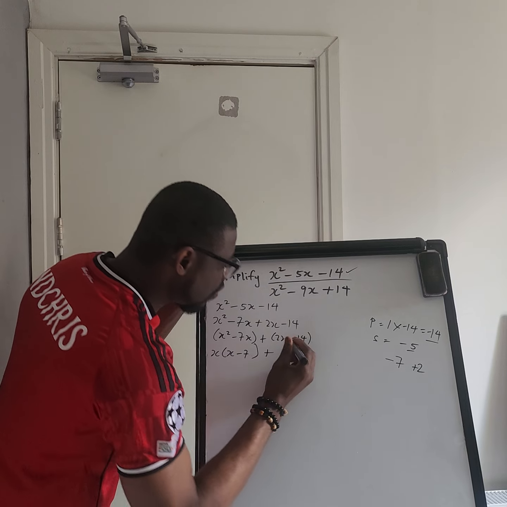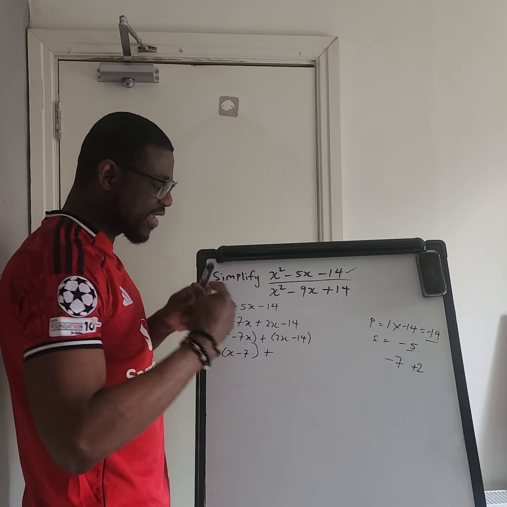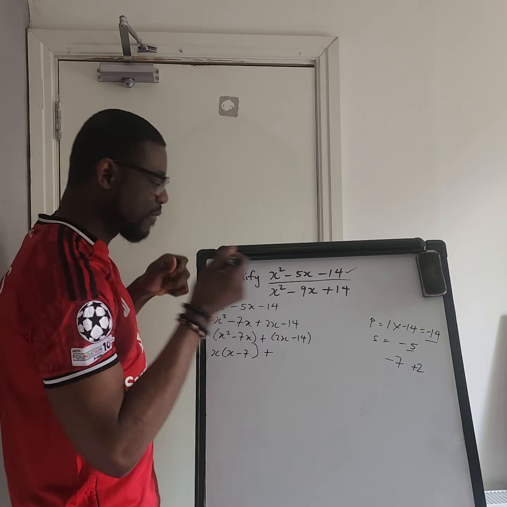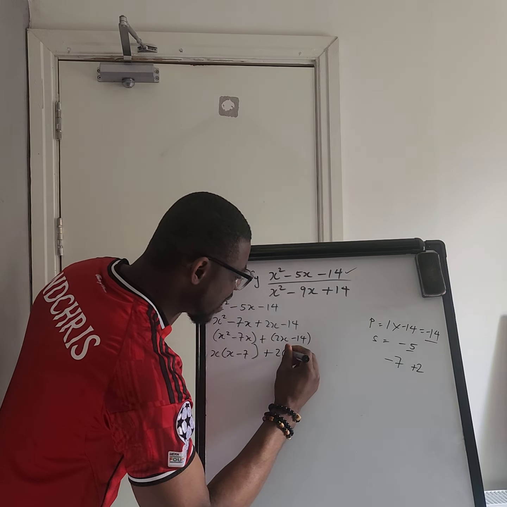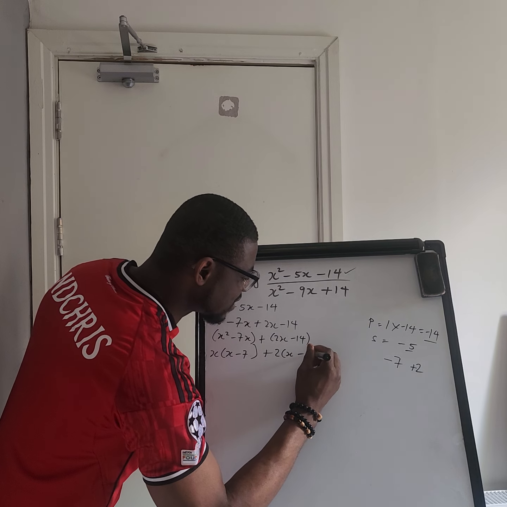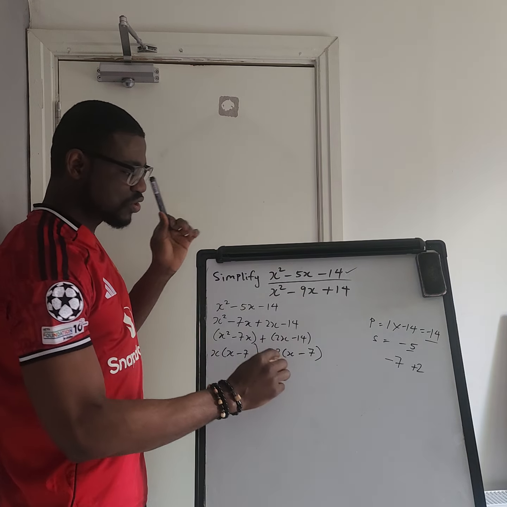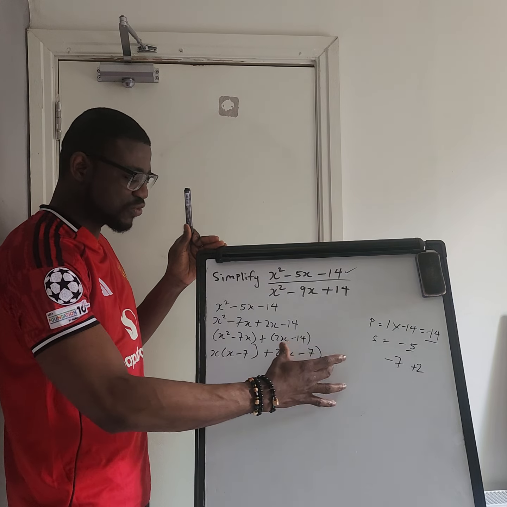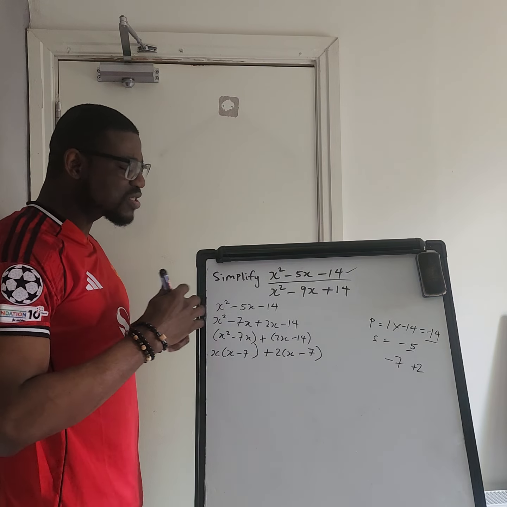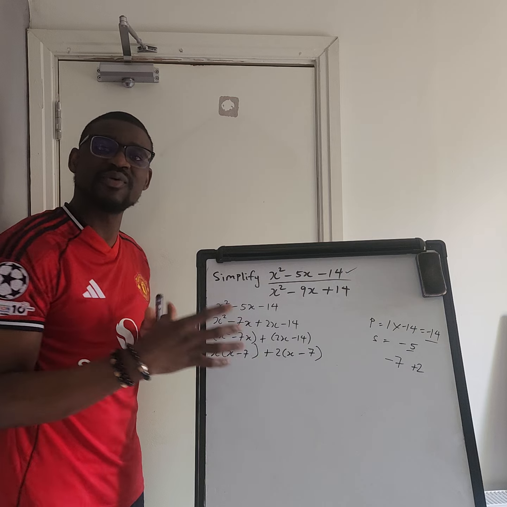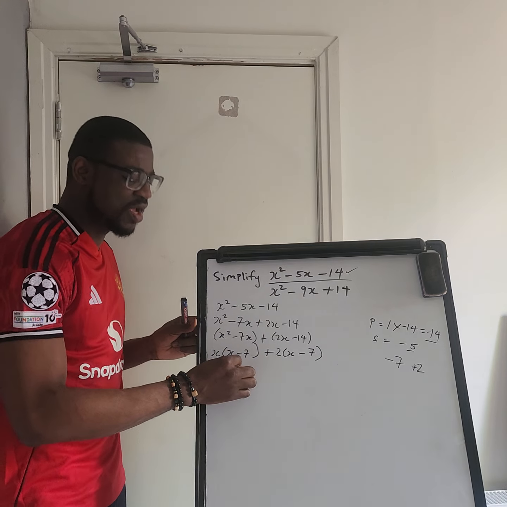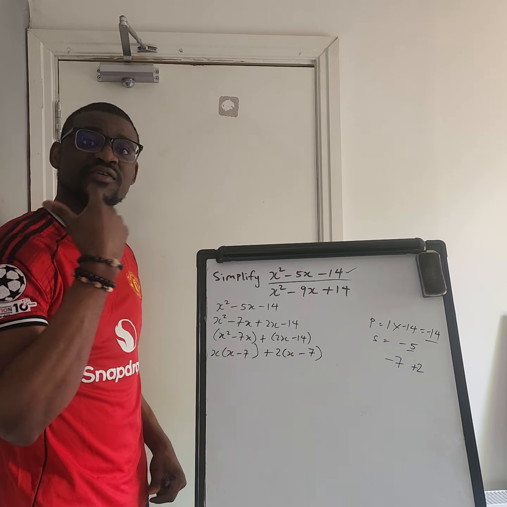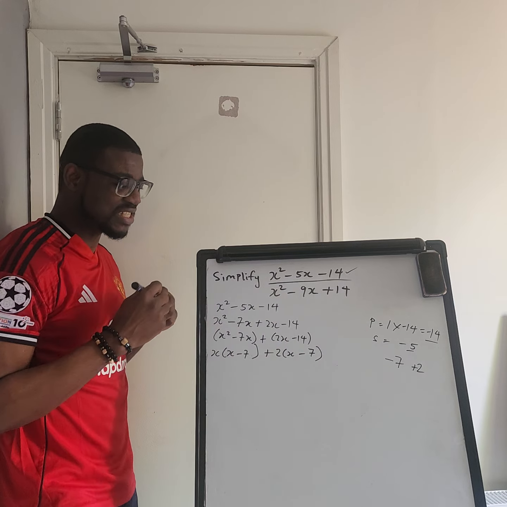Similarly, what is common in 2x as well as 14? 2. Bring out the 2, so that you have x remaining here, and then you have -7. Let us see if it is true. 2 times x is 2x, 2 times -7 is -14. So you can see it's the same thing. Now, you must ensure that the content of the bracket is the same. That is, whatever you have here must be equal to what you have here. That condition must be fulfilled. So we have been able to satisfy that.